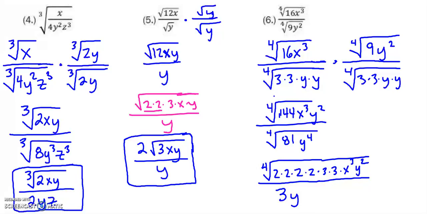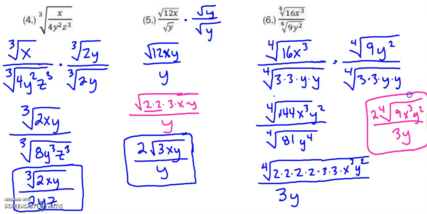And so I'm going to go ahead and do that. And I've got 2 times the fourth root of 3 squared, 9, x to the third, y to the second, all of that over 3y. And we're finished.